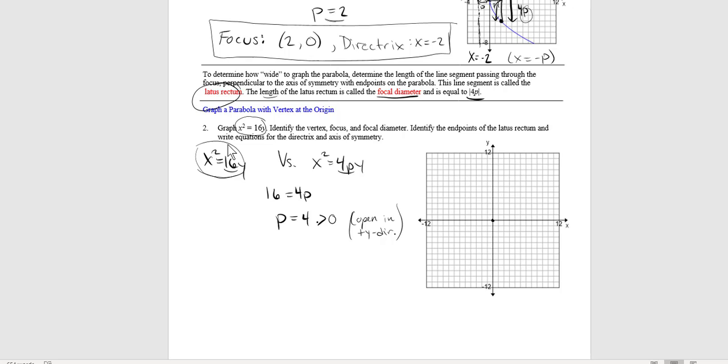So from here, this p-value tells us how to get from the vertex at the origin to our focus. The focus will be located at (0, 4), 4 units vertically upward from the vertex. Okay, p units.